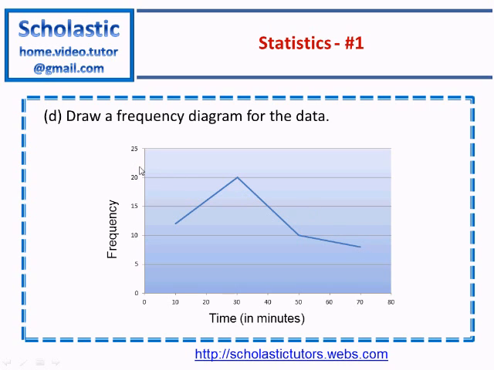This is called the frequency diagram for the data. Please bear in mind we need to always plot the frequency at the center. So if the class is 0 to 20, you take the 10 and the frequency there. Those are the four answers to this question.